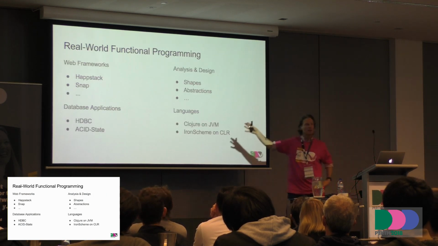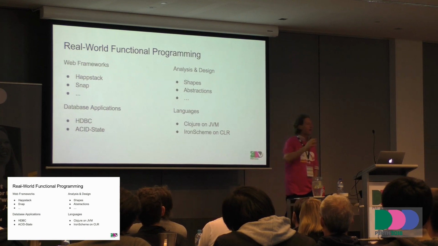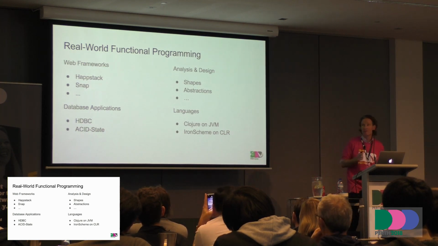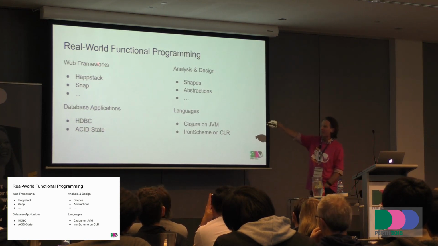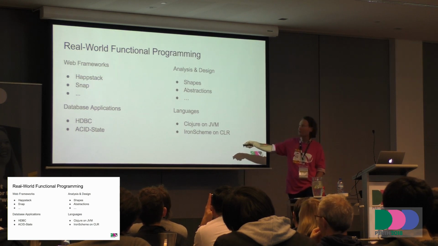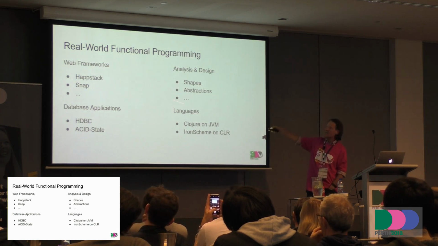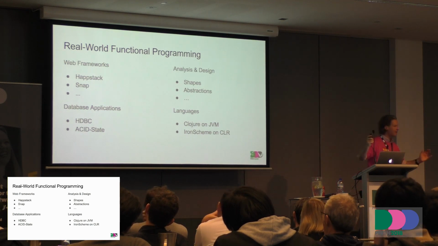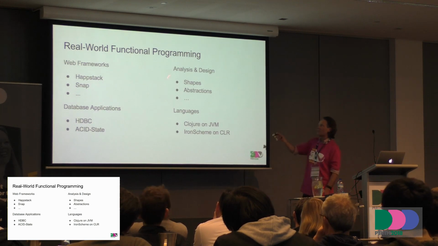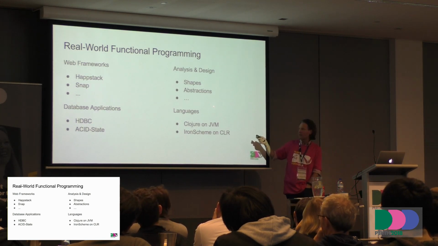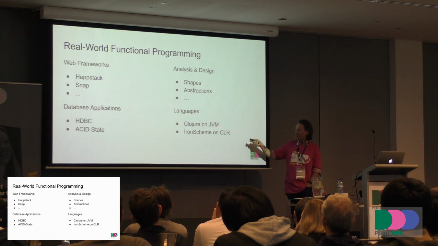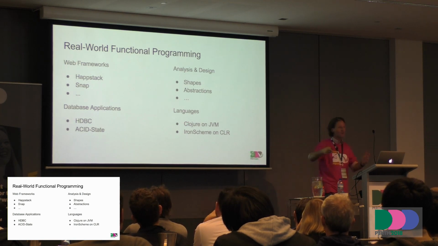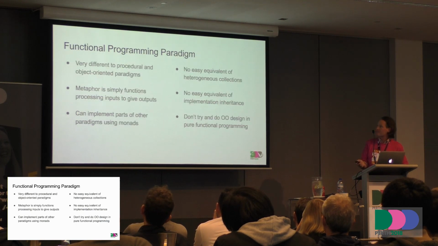If you have a look in the real world, you can do real world applications with Haskell using pure functions. There are web frameworks, there are database applications. But now you have to start thinking differently. You don't think in terms of object-oriented class hierarchies and dynamic binding and heterogeneous collections. You think in terms of shapes and abstractions. And there are languages that run on the JVM and CLR, so you can use this with traditional libraries, but using a pure functional approach.